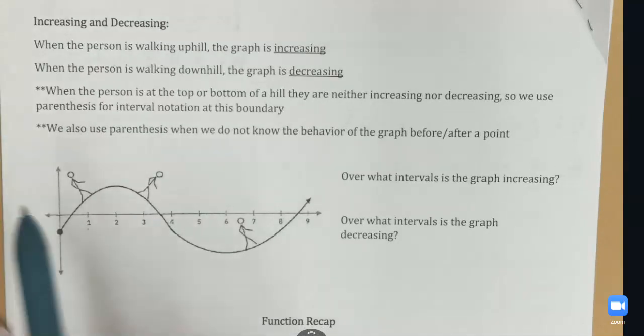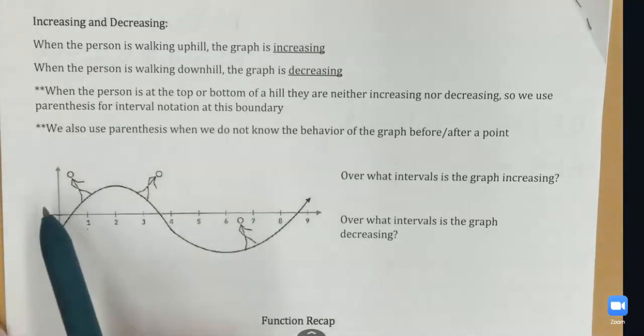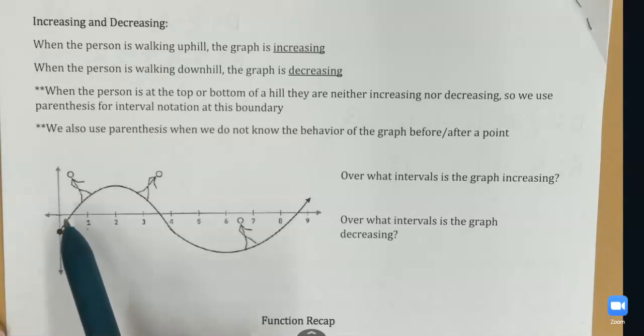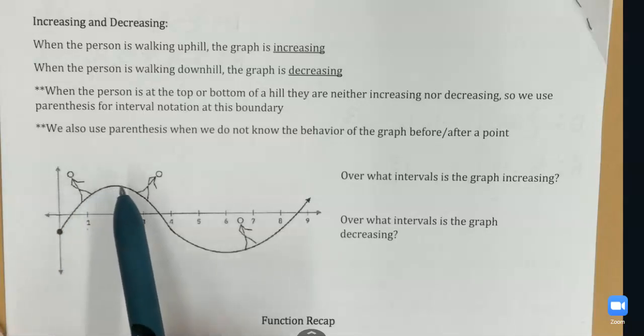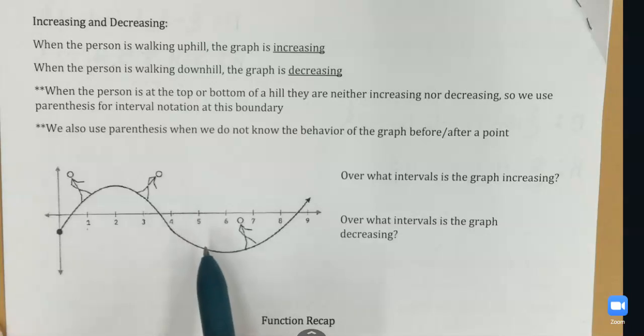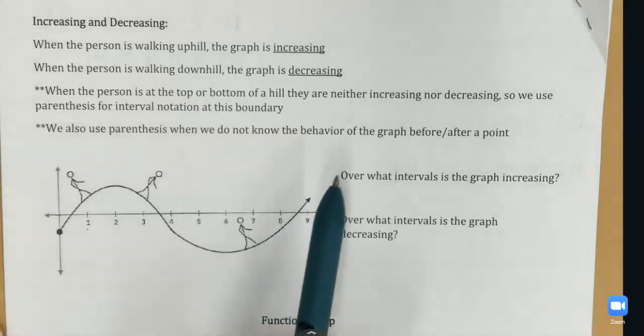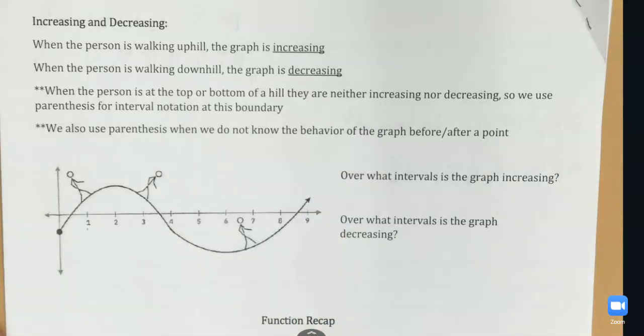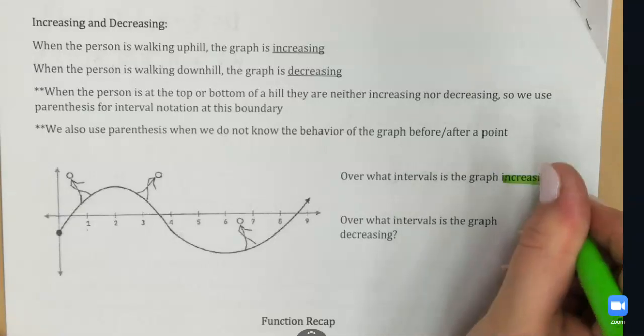So looking at this graph here, you've got this nice visual of your person going from left to right. They start walking uphill, so increasing, then it goes to downhill, decreasing, and then it becomes uphill again, and that arrow means it's going on forever. So over what intervals is my graph increasing? Where am I walking uphill?